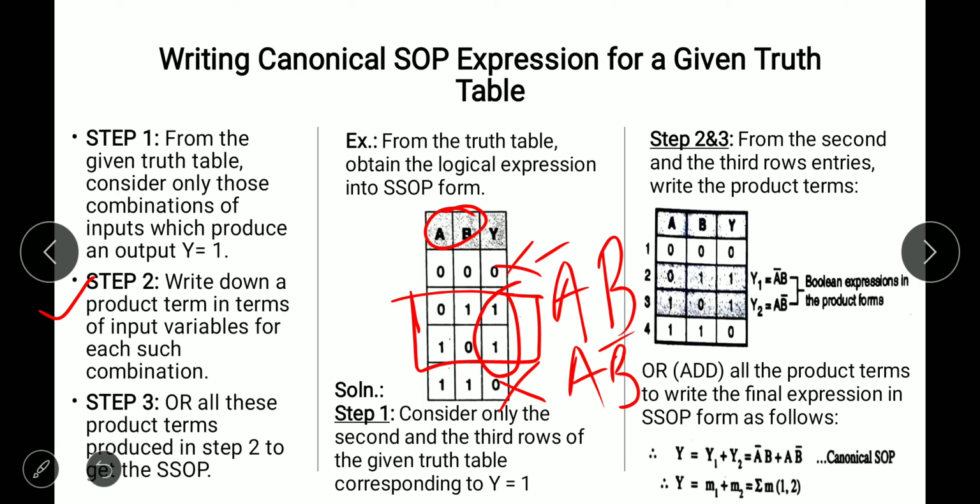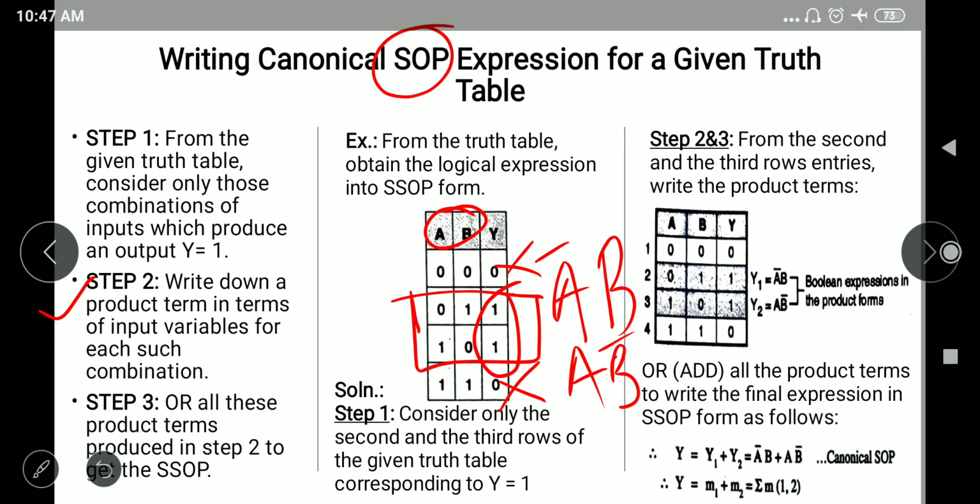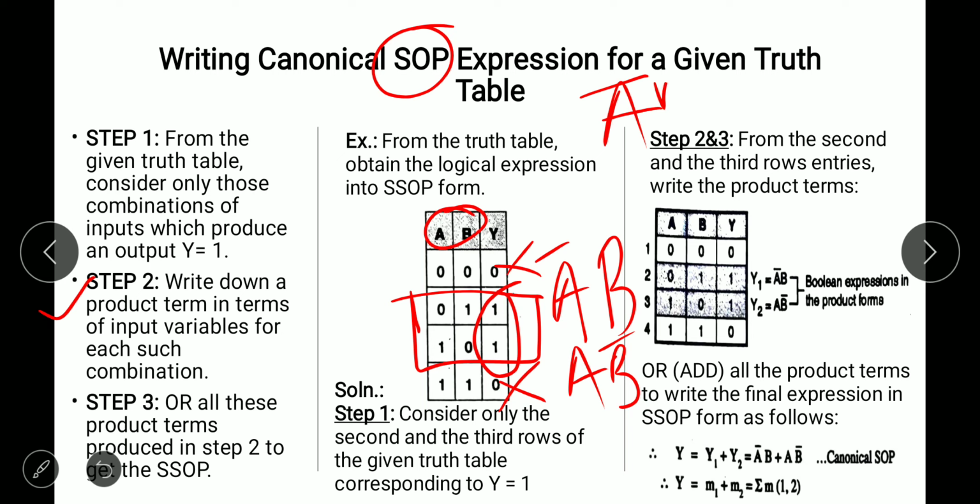Then step 3: OR all these product terms produced in step 2 to get the SSOP. This is nothing but the SOP, that is the sum of products. So we just write a bar b plus a b bar. This is nothing but writing the canonical SOP expression for a given truth table.